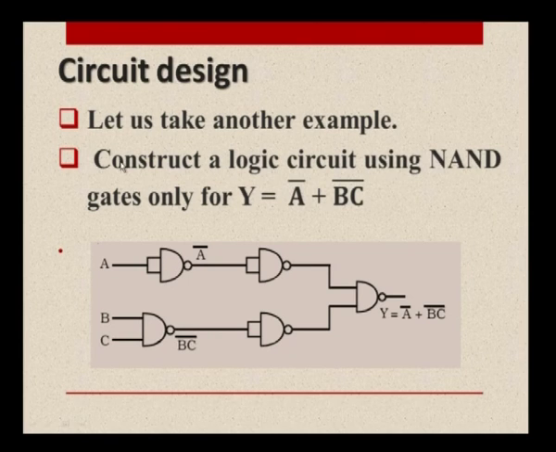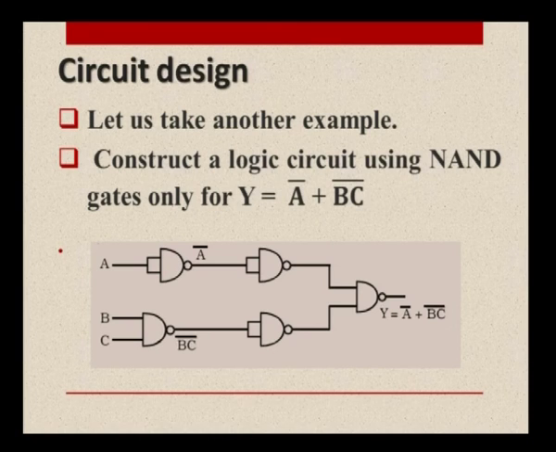Let's take another example. Construct a logic gate circuit using NAND gates only for this expression y is equal to A bar plus BC the whole bar. And in this expression, we have the complement inputs, A, B, C the whole bar like that. So, the complemented inputs are required. That is one thing we understand from the expression. The second part is there is a condition given in the question itself. Construct a logic circuit using only NAND gates, or NAND gates only we have to use.